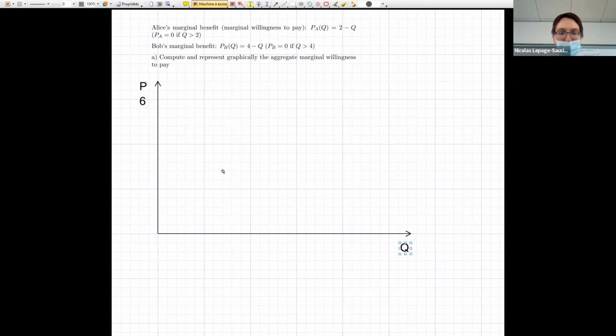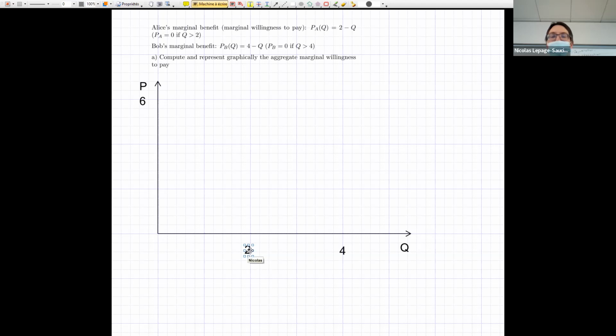Oh, it's going to be a nice big one. And what's the largest number here? 4, yes. And the other number that I care about is 2. All right, so first segment: how do I compute it? Somebody has the answer. Yes, 6 minus 2q. So here the total benefit is between 0 and 2.